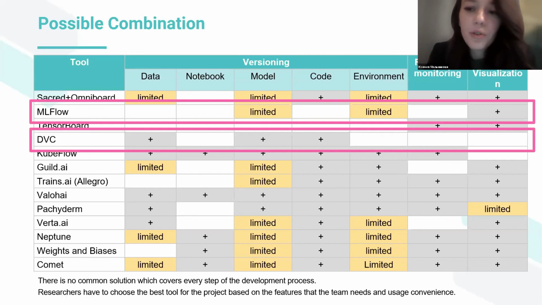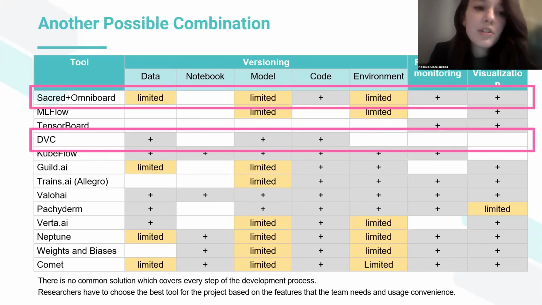So as I told you, I can provide you with some possible combinations. For example, DVC and MLflow, DVC for data management and MLflow for experiment tracking. Another possible combination is DVC plus Sacred and Omniboard, same purpose. It's just which one to choose, I don't know. Some people like this and some people like this. You have to try it by yourself with your team.